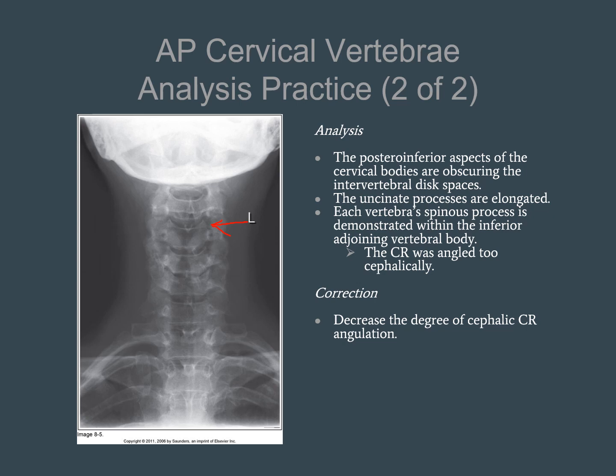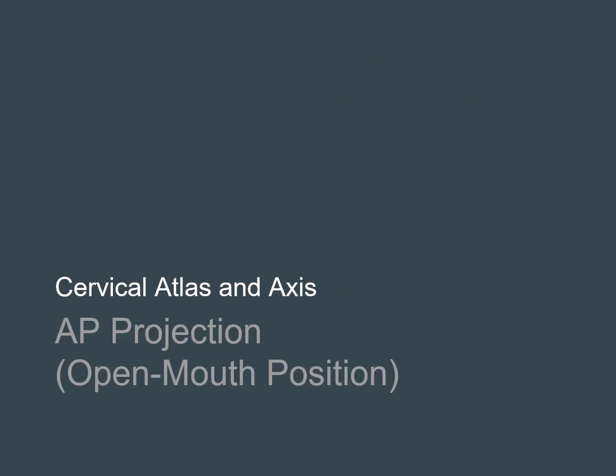This says that basically our central ray was angled excessively and we need to decrease that angulation in order to obtain the appropriate projection. So now let's move on to the cervical vertebra C1, C2, the atlas and axis, otherwise known as the open mouth projection.